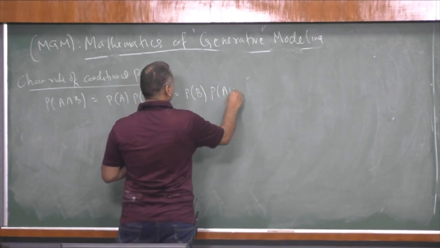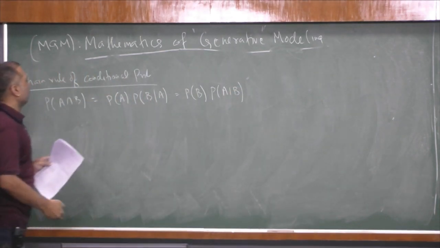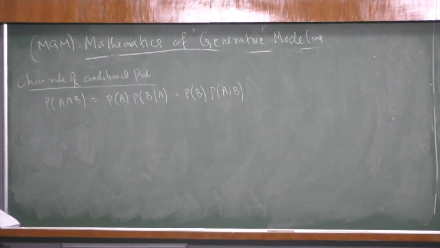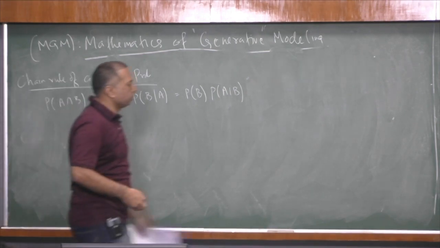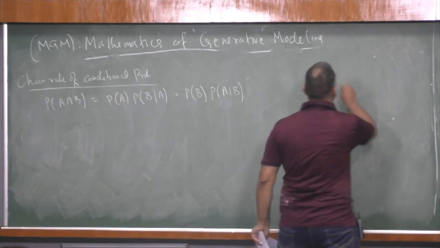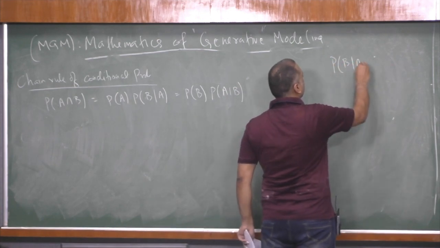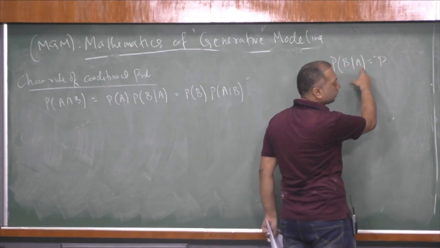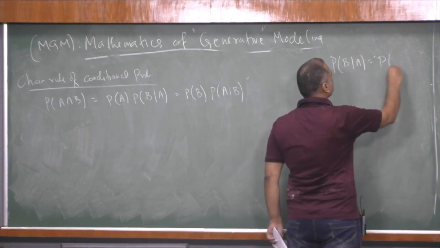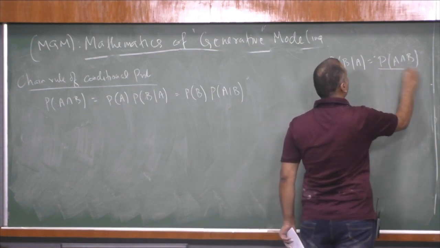Either way it's possible, that's what we are trying to say, because I could have written B given A also. So probability of B given A is probability of B intersection A, which is the same as A intersection B because that's symmetric, and probability of A.